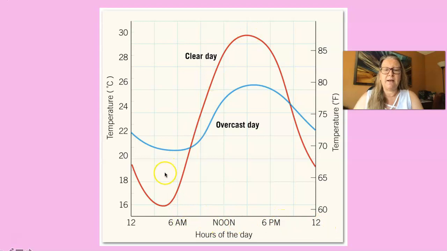And on a clear day, as shown in red, we'll have the coldest temperatures before the sun comes up. And then it'll warm up throughout the day to some maximum value, and then it will go back down. If it's overcast and cloudy, then it won't get nearly as cold at night, but it also won't get nearly as warm in the daytime. So the overall range is diminished when there are clouds.